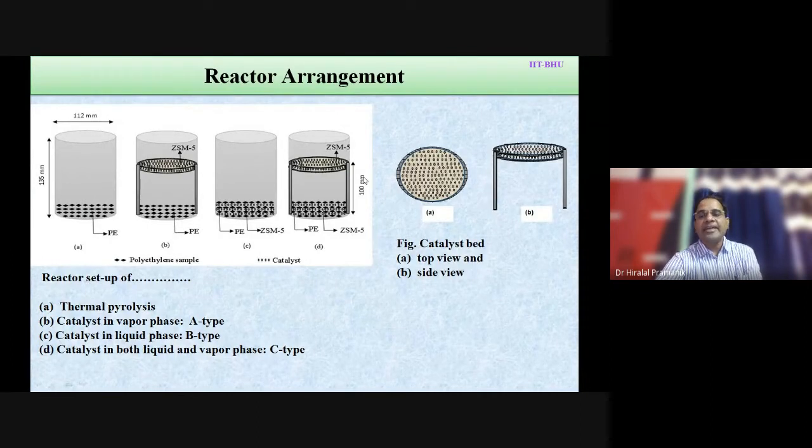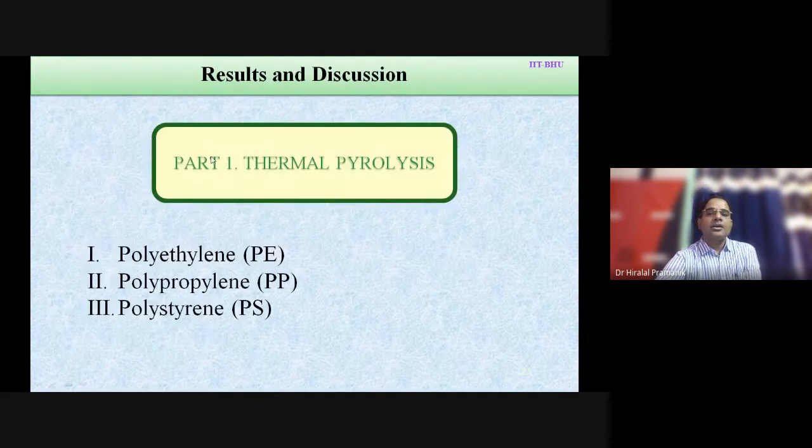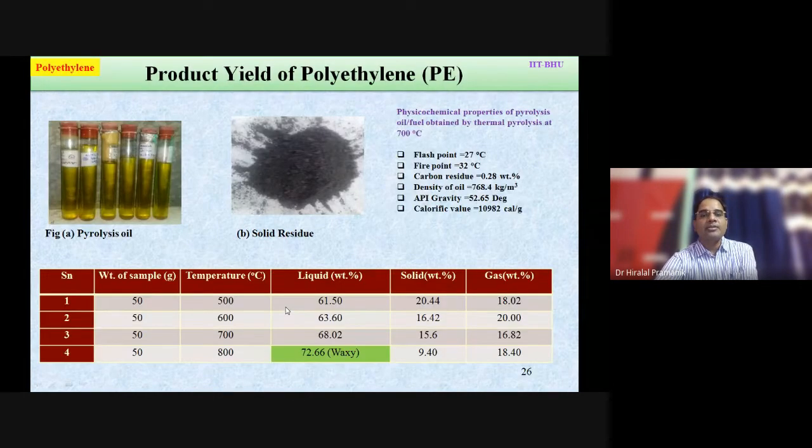So these are the reactor bed arrangements I told you: A, B, and C type. Thermal, then A type with the vapor phase, B type with catalyst and plastic in the liquid phase, and C type where both the vapor and liquid phases were used. First is thermal pyrolysis. You can see the results for polyethylene, polypropylene, and polystyrene thermal pyrolysis. Let's see the result of polyethylene. I am showing the 700 degrees Celsius result. Why am I presenting it here?